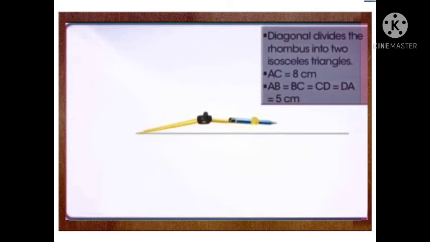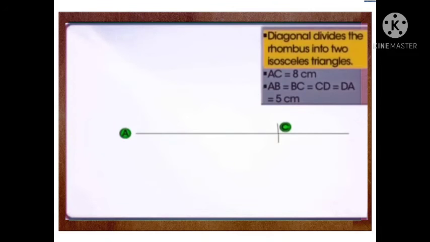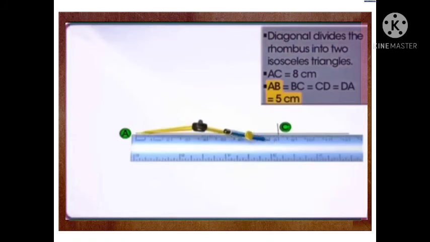Draw a diagonal AC 8 cm. Now, we will draw a perpendicular bisector to the AC, since a diagonal divides the rhombus into two isosceles triangles. Here we need to get side AB equal to BC equal to CD equal to DA, that is 5 cm. All these are the sides of the rhombus.